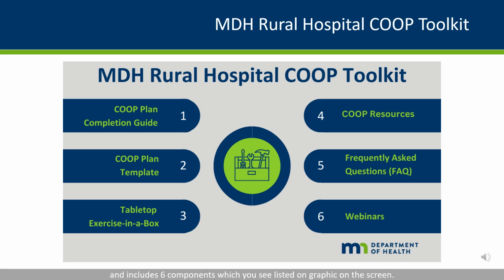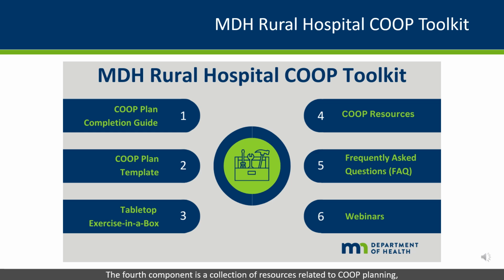on the screen. The first component is a COOP plan completion guide, and the second component is a COOP plan template. These are designed to work together to help hospitals customize their COOP plan. The third component is a COOP tabletop exercise in a box that includes all the materials you would need to design and conduct a tabletop exercise at your hospital.